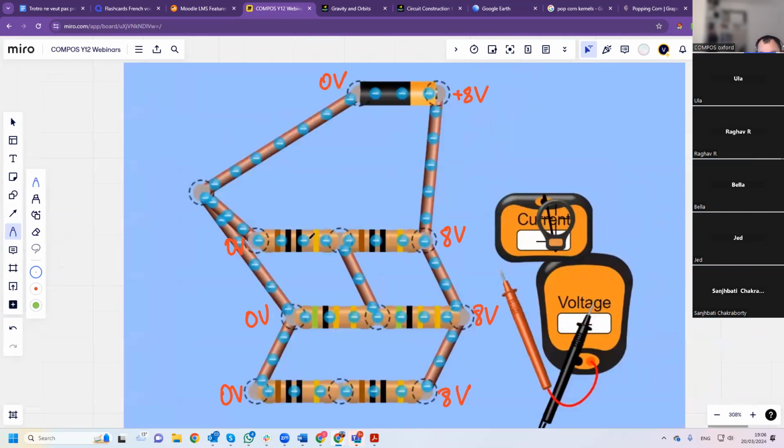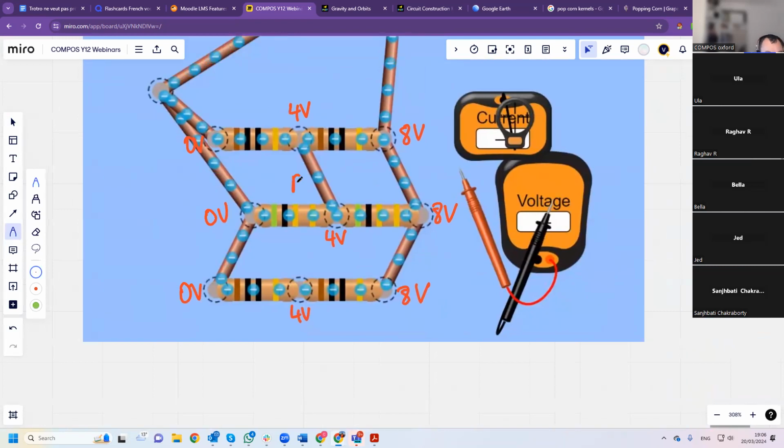Electrons move from low potential to high potential, or we can say positive charge goes from high potential to low potential. But halfway through, the potential is 4 volts. So the potential difference is 0 volts between these two. And here the potential difference is also 0 volts. So current will not flow.